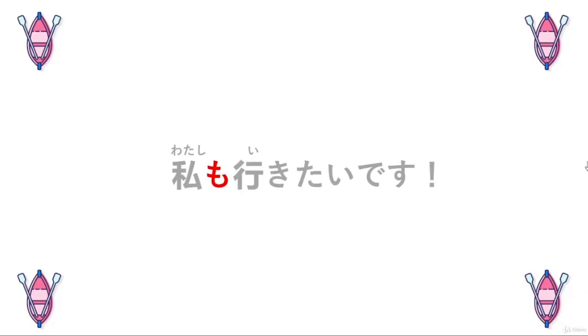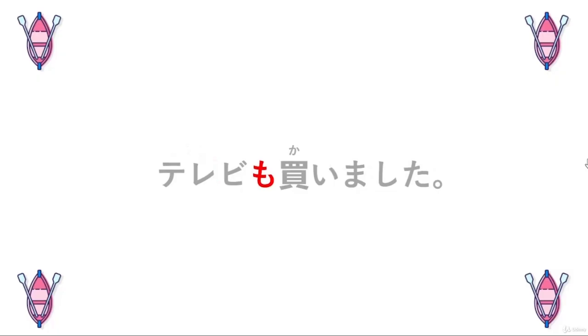Watashi mo ikitai desu. I also, me too. Ikitai desu, want to go. So I also want to go. And here, this is a special form of the verb that you will learn later on when you want to do some action. Terebi mo kaimashita. TV, also bought. So I also bought a TV.